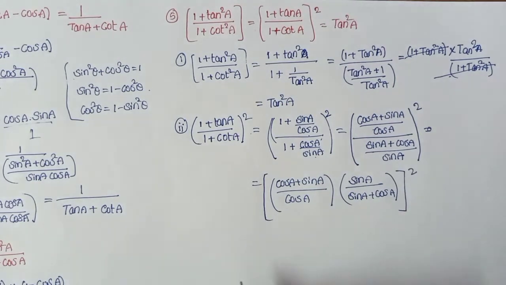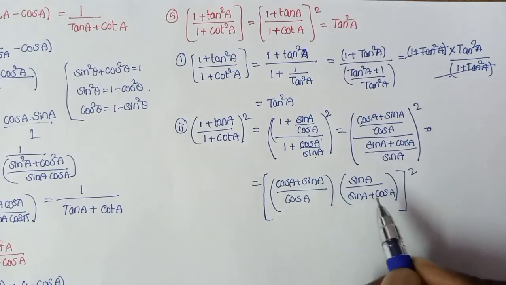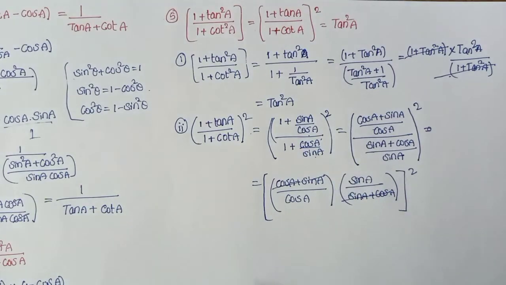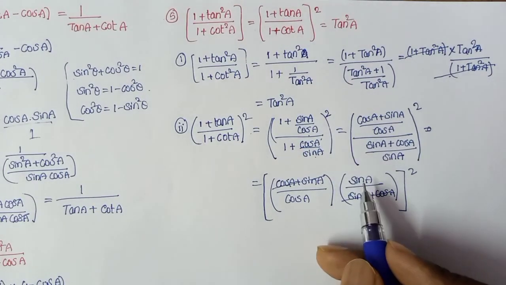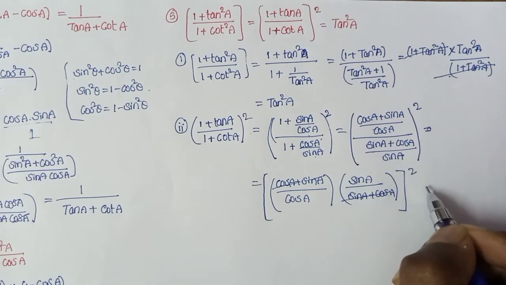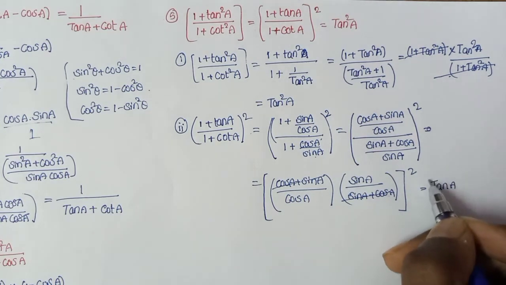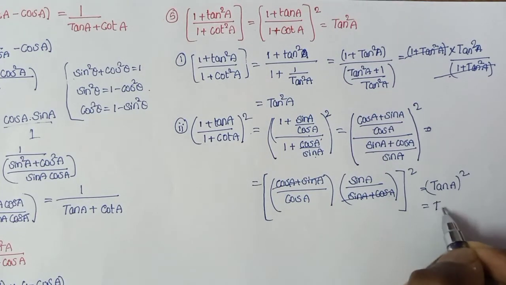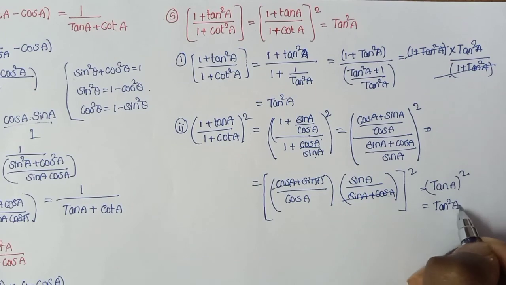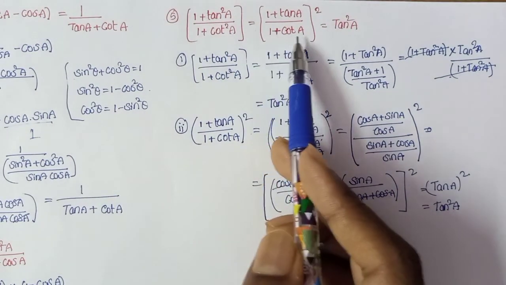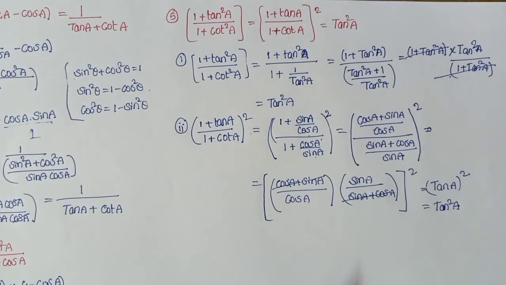whole square. So here cos A plus sin A, here also cos A plus sin A, so you can cancel it out. So what are you remaining with? Sin A by cos A. Sin A by cos A is what? Tan A. So it is equal to tan A whole square, which is equal to what? Tan square A. I hope you understand. You note it down. This is 1 plus cot A. Okay. We'll see the next problem.